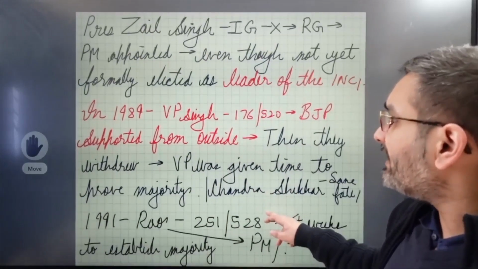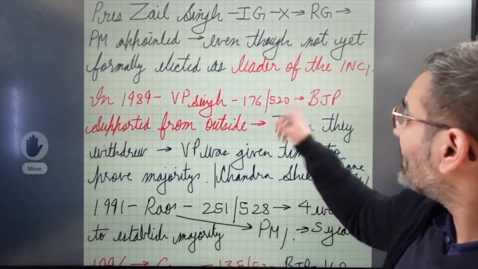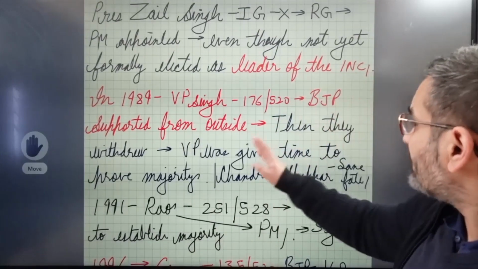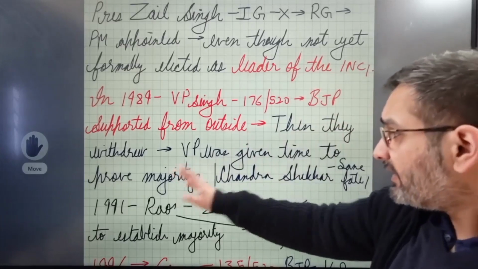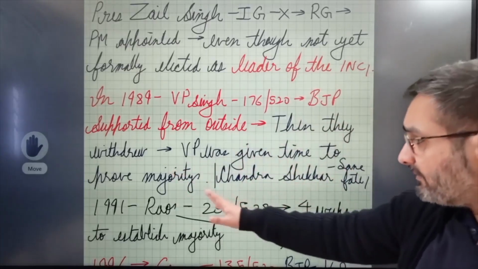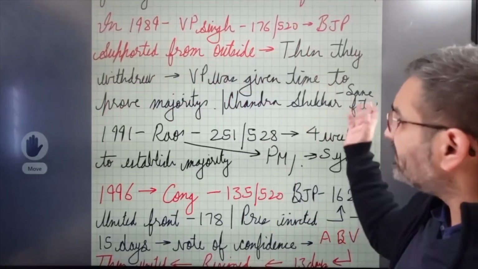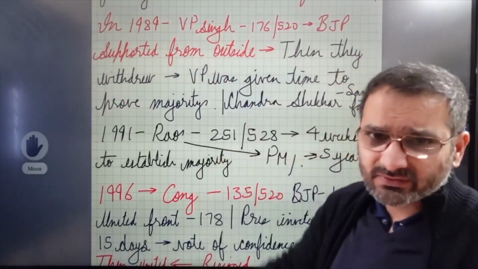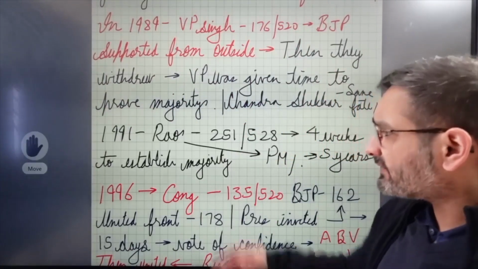Now, in 1989, VP Singh had 176 out of 520 numbers. BJP supported from the outside, and then they withdrew. Again, VP was given time to prove the majority, and then the same fate as with Chaudhry Charan Singh, etc. This kept on repeating.